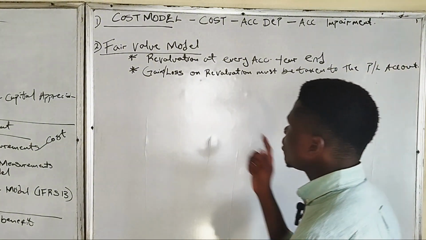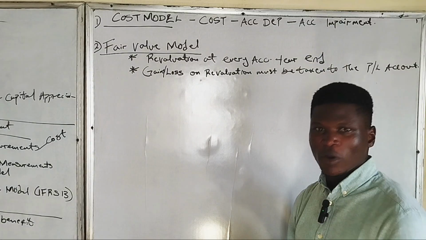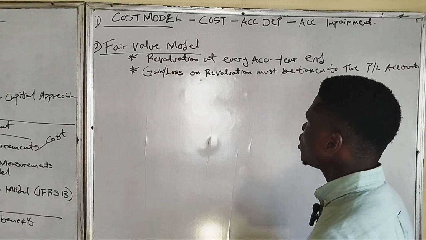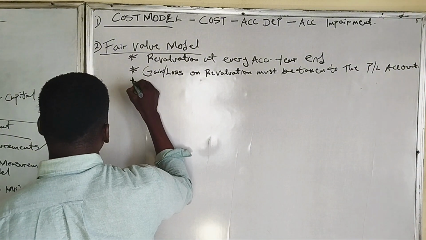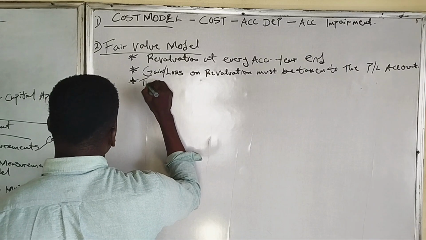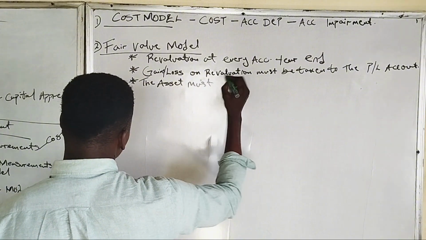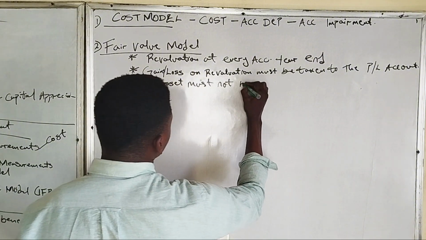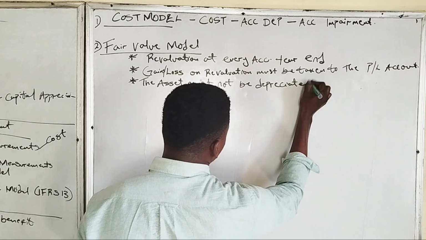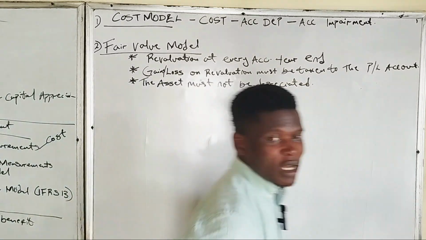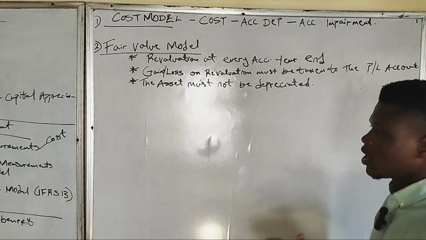So the first of them is that you must revalue this asset at the end of every accounting year, every accounting period. Then secondly, gains or loss on revaluation must be taken to profit or loss. So lastly, the asset must not be depreciated. As it stands, assets must reflect their current worth at the end of all accounting periods.